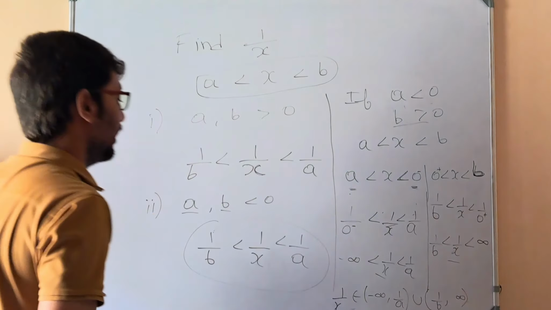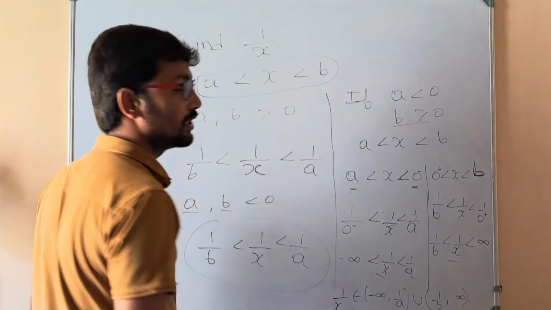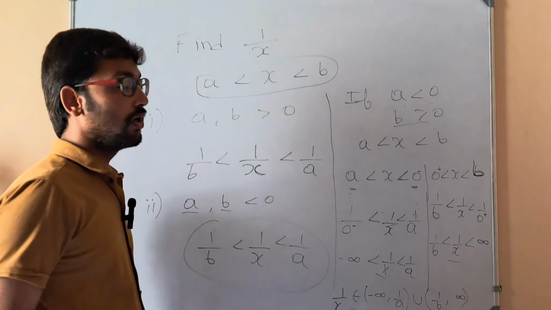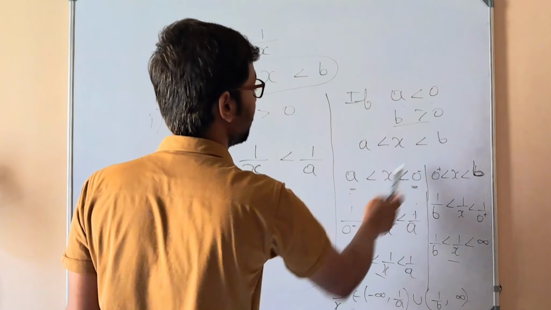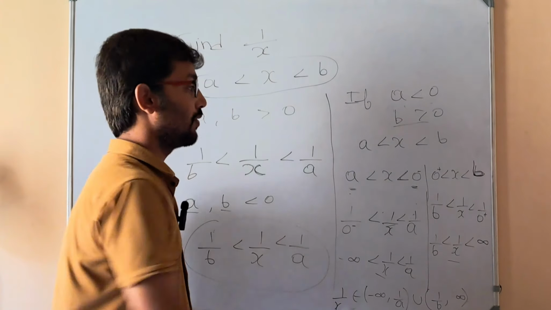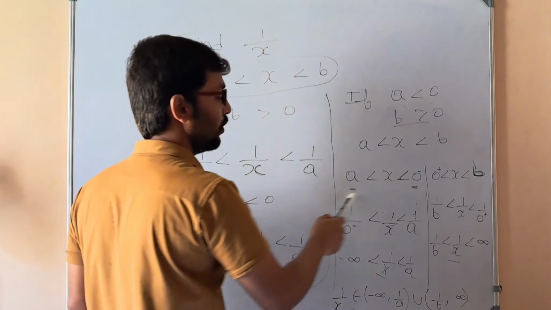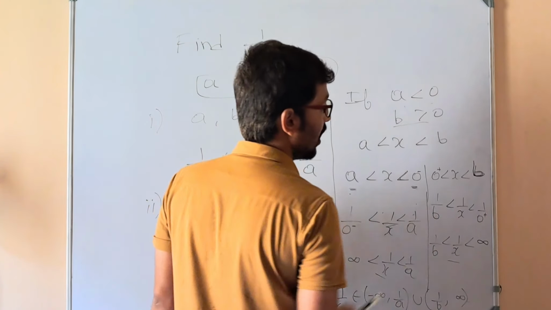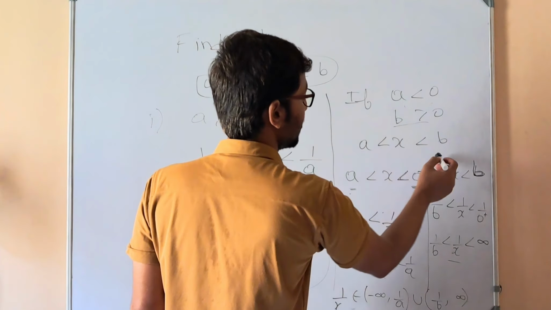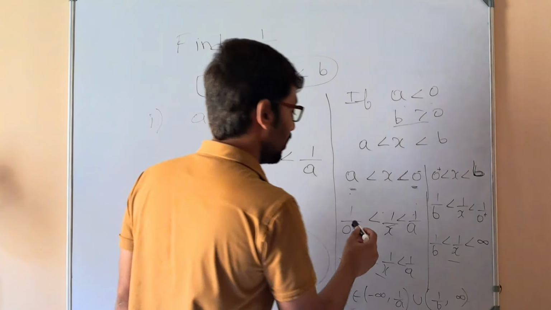These are the values of 1 by x when a and b have opposite sign, when a is less than 0 and b is greater than 0. So a less than x less than b. We should split this inequality at 0. So a less than x less than 0, I am considering only negative values, and here only positive values. I don't want 0, because if x is 0, 1 by x is not defined. That's why I am not considering 0.